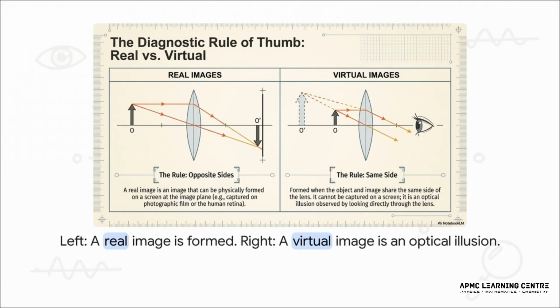And this slide just shows that perfectly. Over on the left, you can see those solid red lines physically crossing to form a real, and in this case, inverted image. Now look at the right. The real light rays are actually spreading apart after the lens. Our brain is what traces them backward along those dotted lines to create the illusion of a larger virtual image.